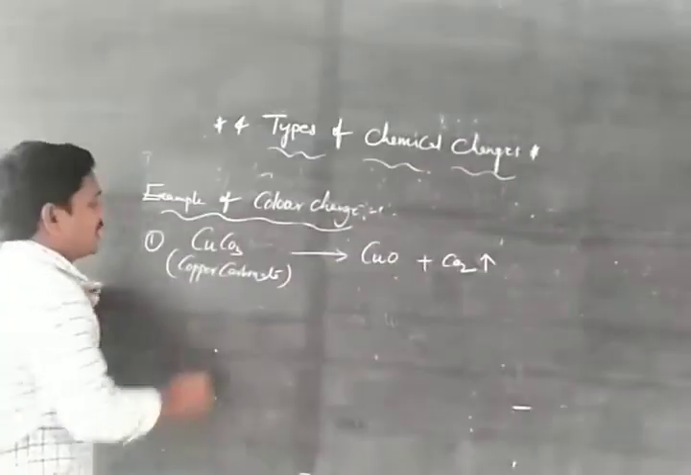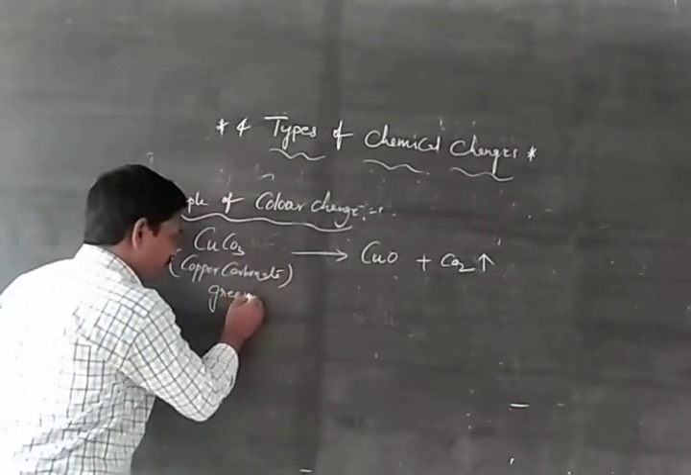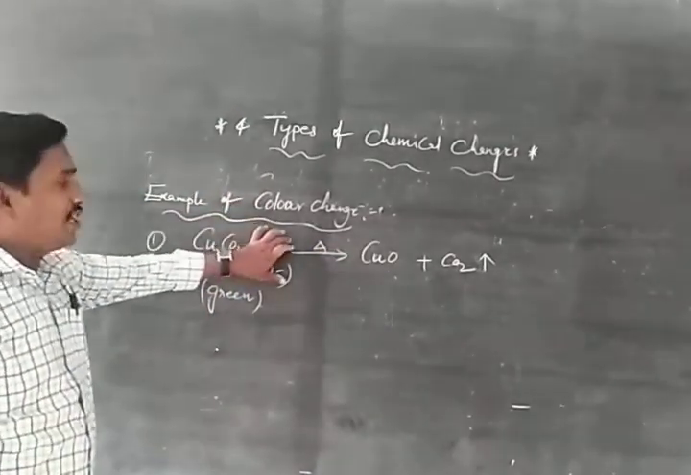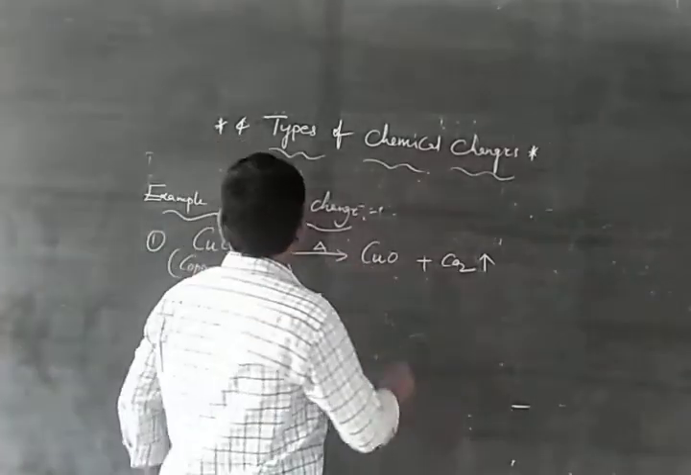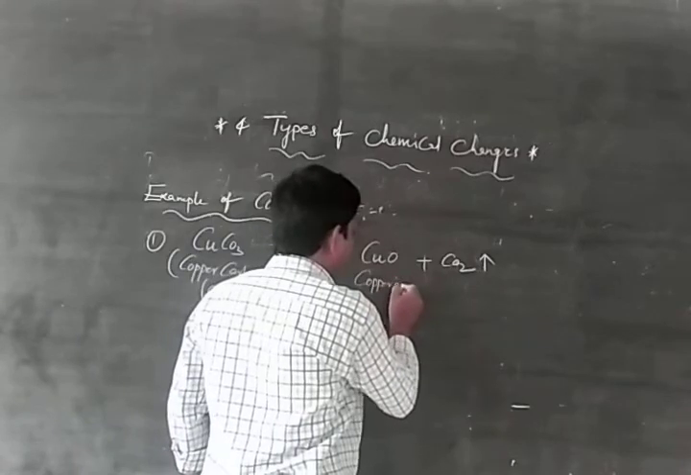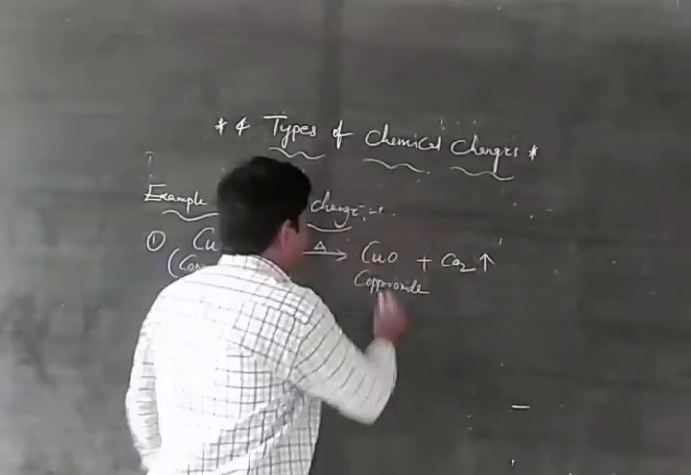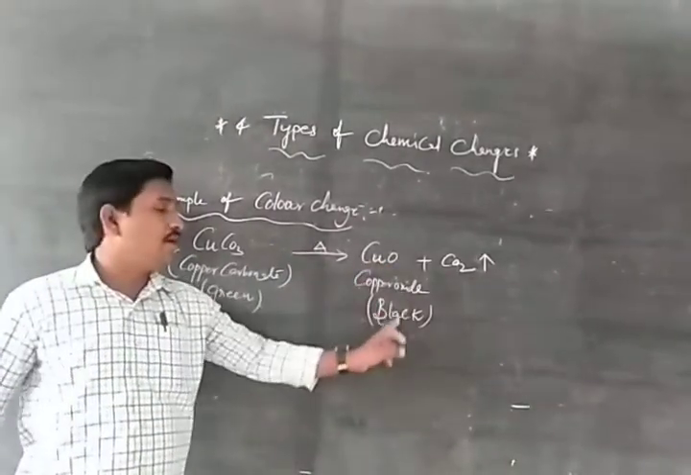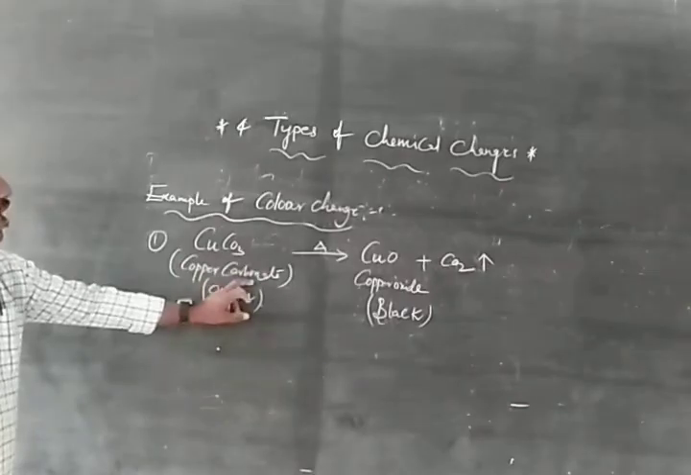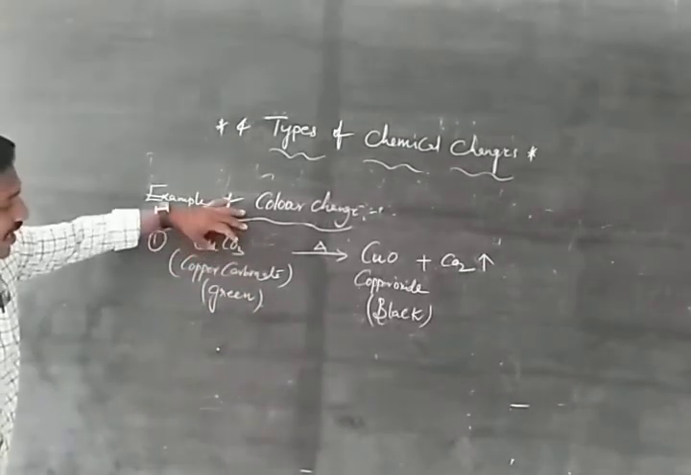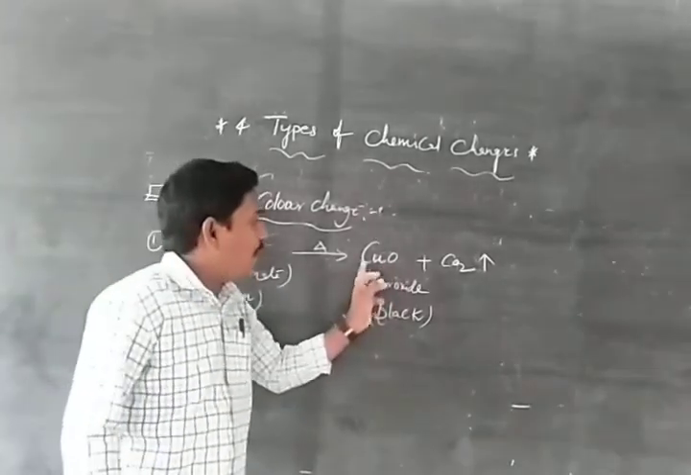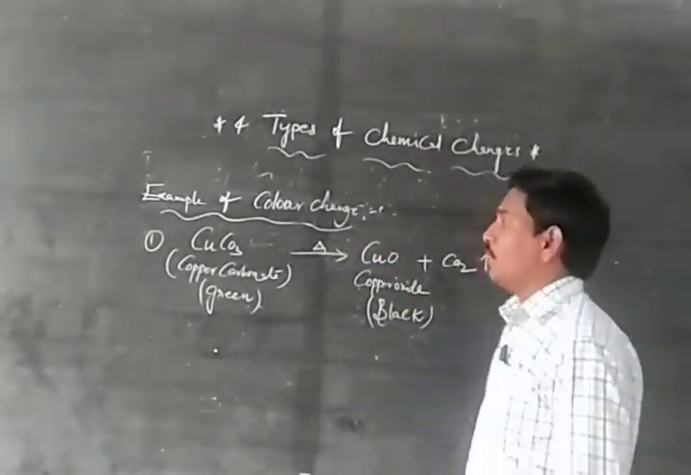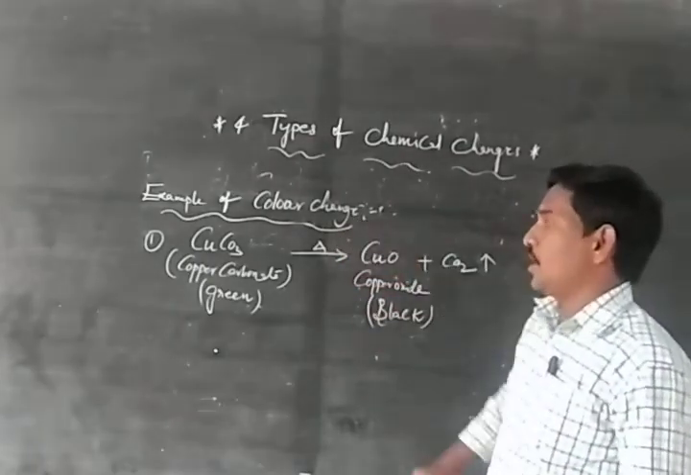The copper carbonate color is green. After heating CuCO3, it forms copper oxide and CO2 gas. The copper oxide is black in color. What is the color of copper oxide? Black. But CuCO3, copper carbonate, is green. So the green turns black by the chemical reaction. This is the example of color change.